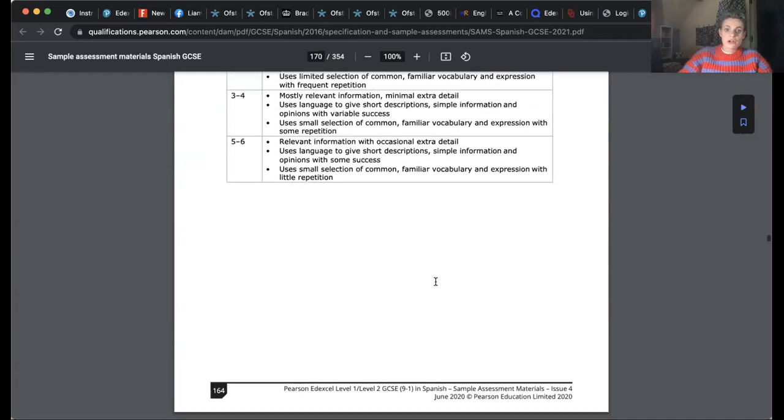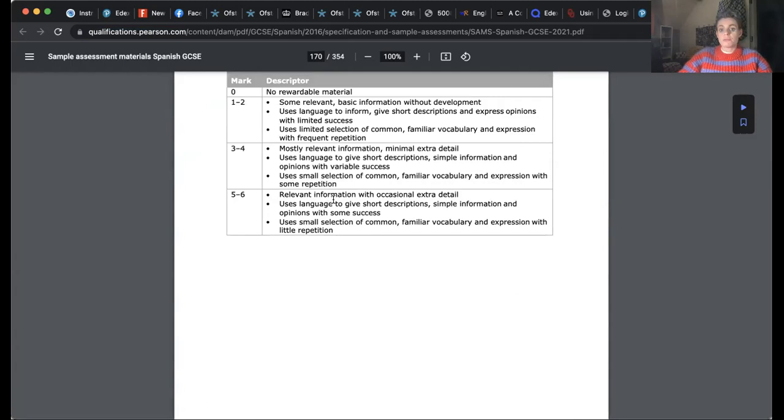And then the communication and content mark says relevant information with occasional extra detail. So relevant information, obviously, you're not going to describe a completely different photo. You're going to describe the same photo. And if it's asked for your opinion on recycling, you're not going to write your opinion about going out with friends. Use of language gives short descriptions, simple information, and opinions with some success. So even if you get it in there, a justified opinion, me gusta el reciclaje porque es interesante. That is one of the simplest phrases that you can write, and it's still right, it's still accurate.